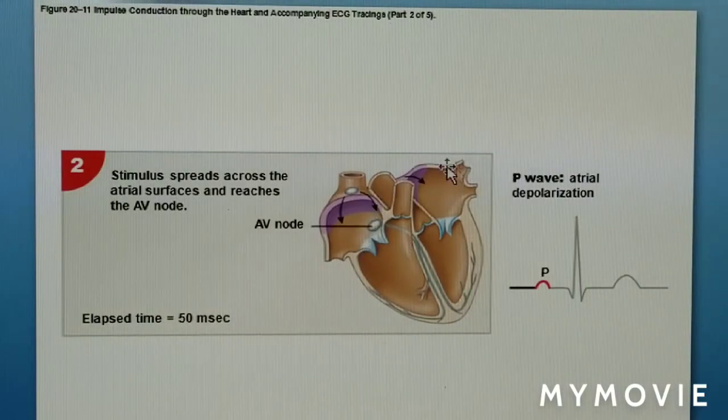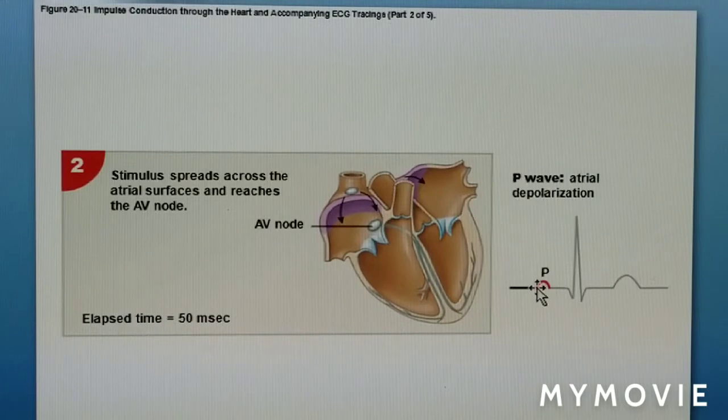So we're spreading across both atria. Notice it's not just the right one. We're spreading across both atria, which creates the P wave, atrial depolarization.